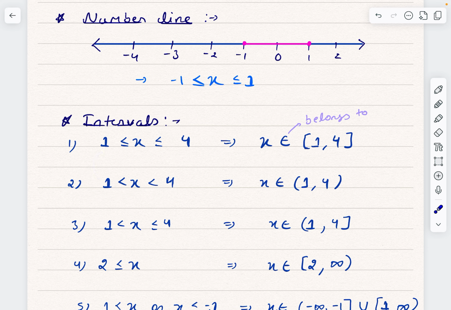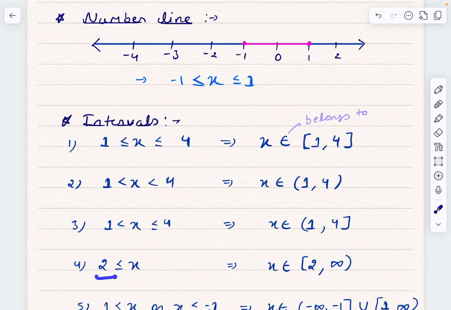So when you want to include a number, we use a closed bracket like we have here. And if you do not want to include a number, we use an open bracket like we have here. So closed bracket means the number is included, open means the number is not included. See, third example, x is greater than 1 and less than equal to 4. So here 1 to 4, 1 will be open, 4 will be closed.